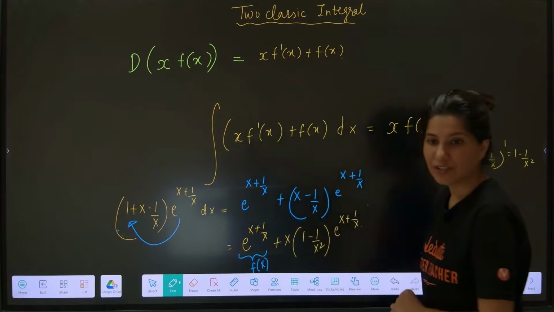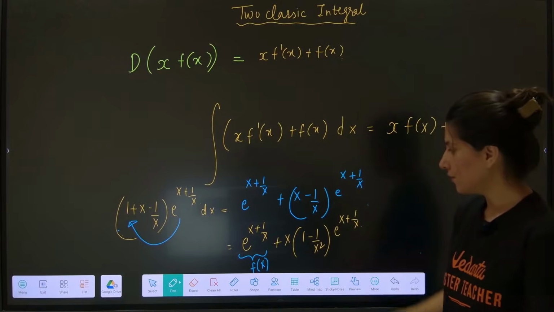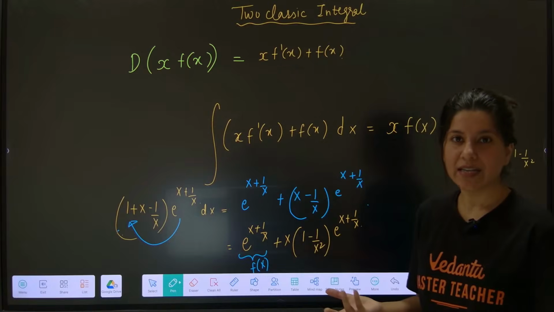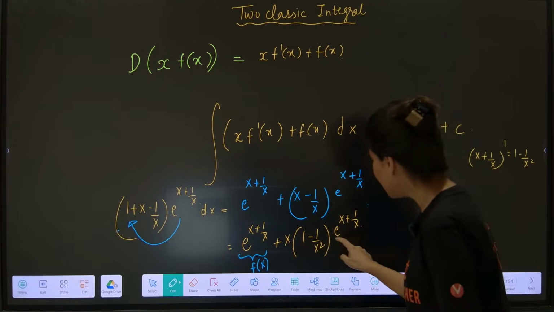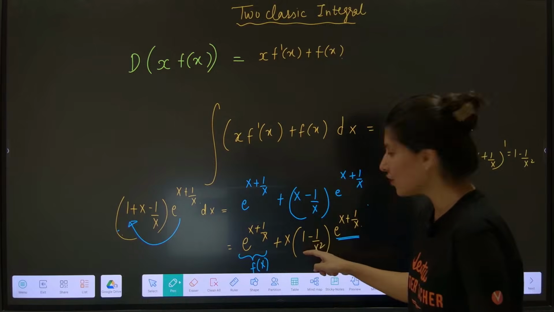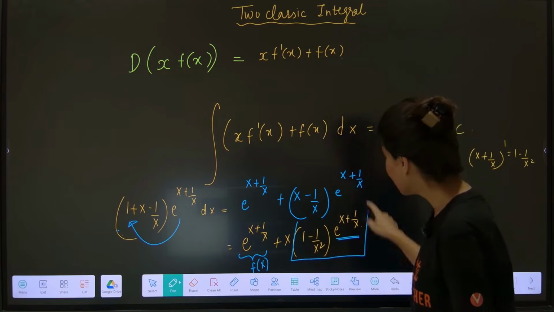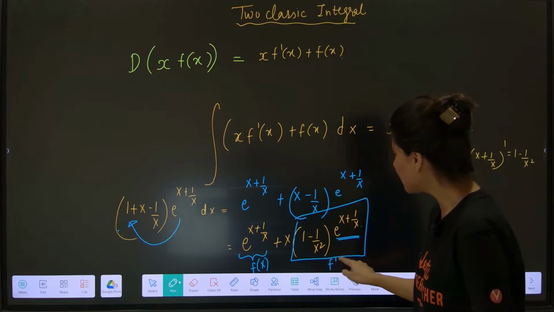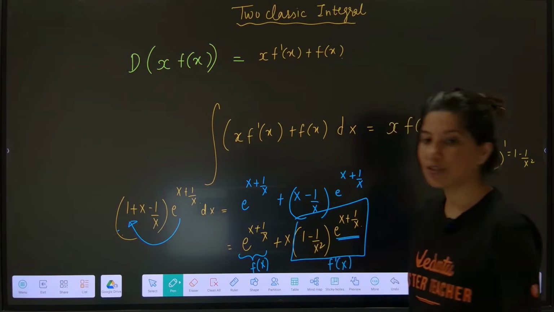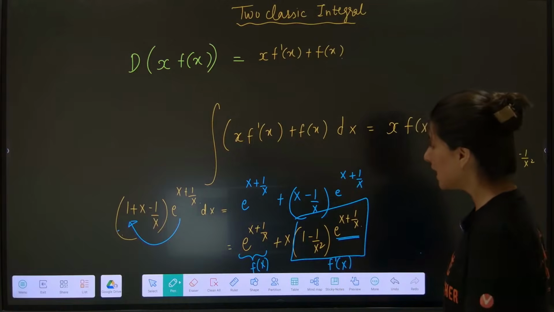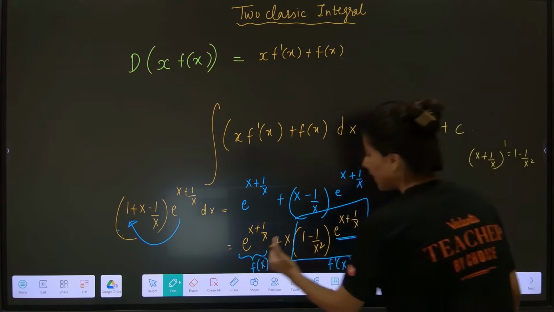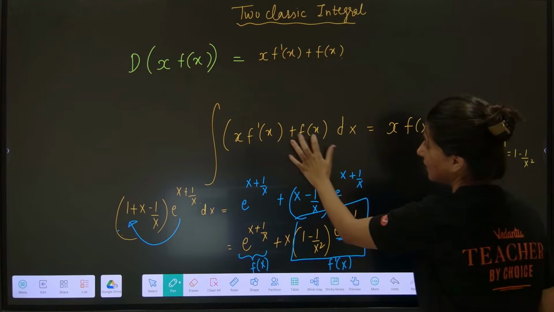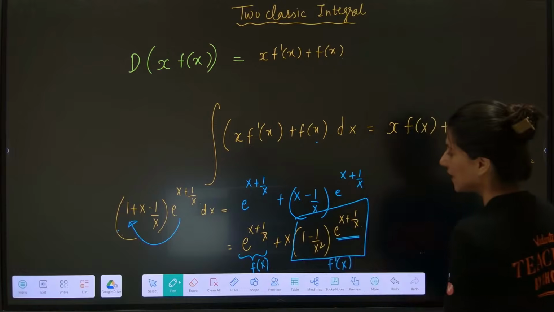Now, if you want to differentiate this f of x, what will you do? So, ma'am, easy, e power x derivative will be what? e power x multiplied using chain rule. So this whole thing, x plus 1 by x, if you differentiate, you will get this. So this is your f dash x. And your x is also there. Can you see that f x plus x f dash x is getting created?